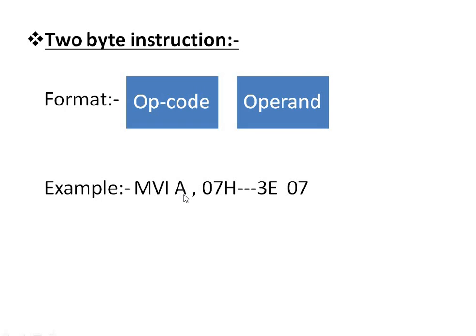Let's say in machine language, MVI A has the opcode 3E, and 07 is the actual data that comes next. For these two, 3E and 07, the microprocessor will require two memory locations. One memory location is for storing the 3E opcode and the second memory location is required for storing the 07 data. That's why this type of instruction is called a 2-byte instruction, as it requires two memory locations.